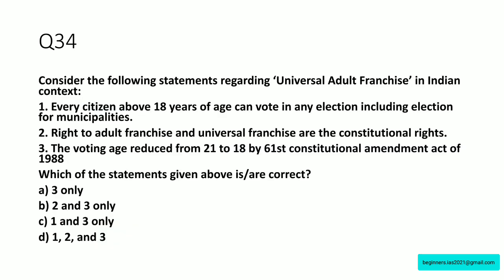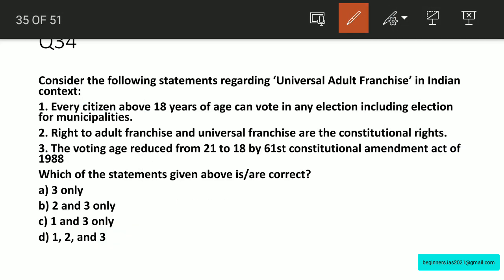So let us move on with question number 34. Consider the following statements regarding universal adult franchise in the Indian context. So kindly note, in the Indian context, every citizen above 18 years of age can vote in any election. Kindly note the words any election, including elections for municipalities. And statement number 2, the right to adult franchise and universal franchise are constitutional rights.